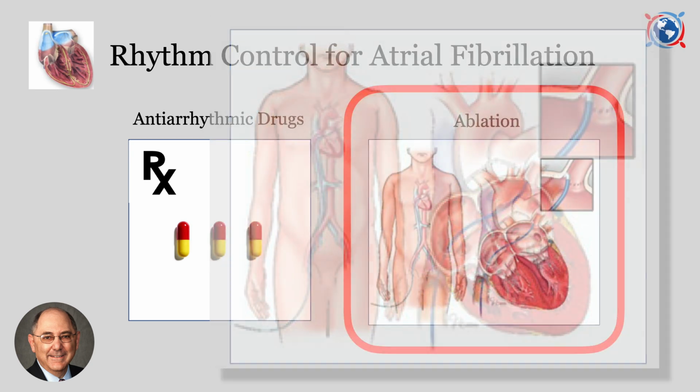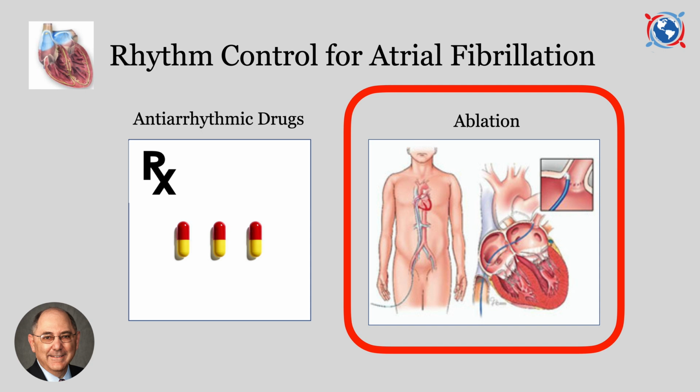So an ablation procedure can reduce the likelihood that atrial fibrillation would occur. Depending upon the age of the patient, how long they've been in atrial fibrillation, how big their left atrium is, and what their underlying heart condition is will determine how likely an ablation procedure will be successful. Some patients need to have a second procedure if the first one is not completely successful.